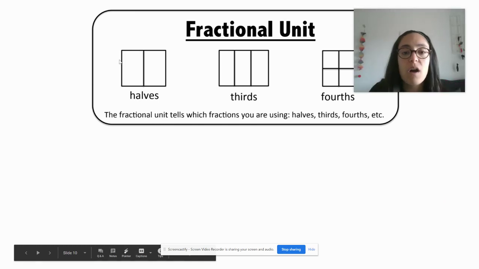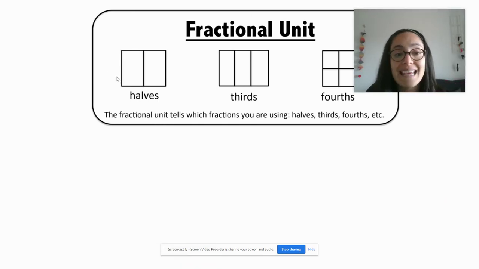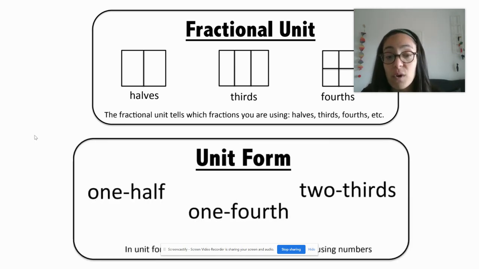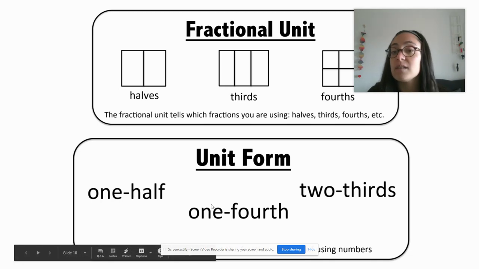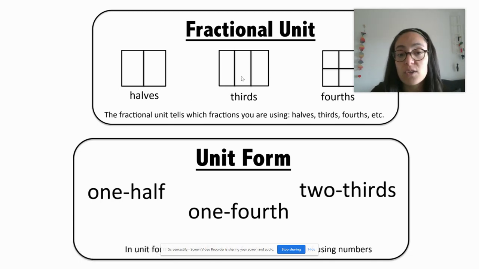So like we said before, our fractional unit is the form that you're using. So you're breaking it into halves, into thirds, into fourths. We also have our uniform. Just like we have before, our uniform is when we write out the number. So we have our halves, meaning there are 2 parts, and our uniform will be 1/2, 1/4, 2/3. So this uniform is the written out form, whereas the fractional unit is the number.